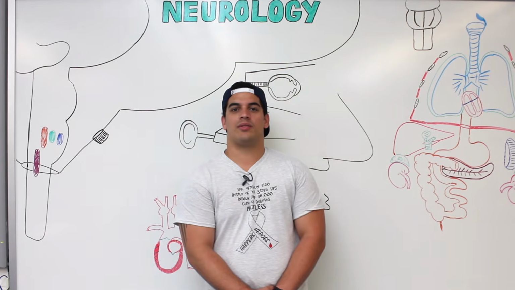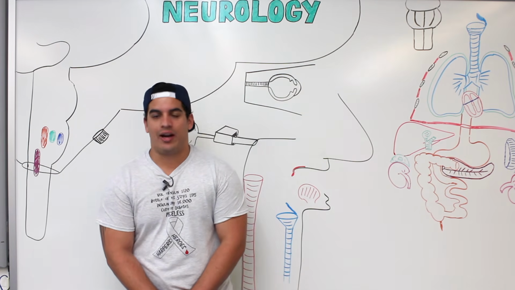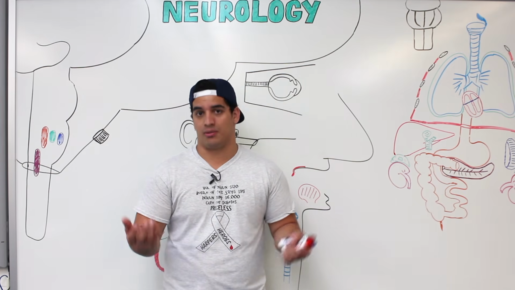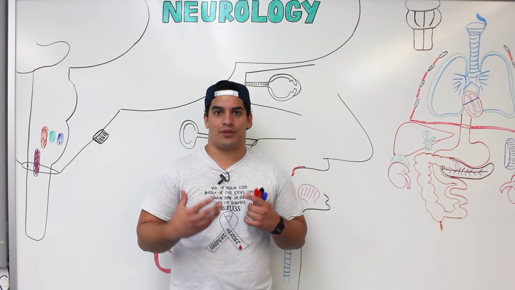All right, Ninja Nerds, in this video we're going to talk about the vagus nerve or cranial nerve 10. This is a very, very important nerve. Out of most of the cranial nerves that we've talked about, this is probably one of the most important nerves. And the reason why is it supplies so many different structures.